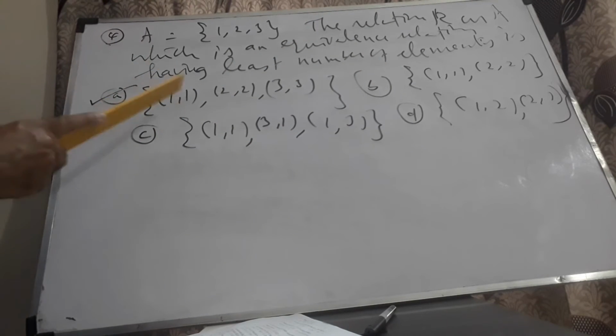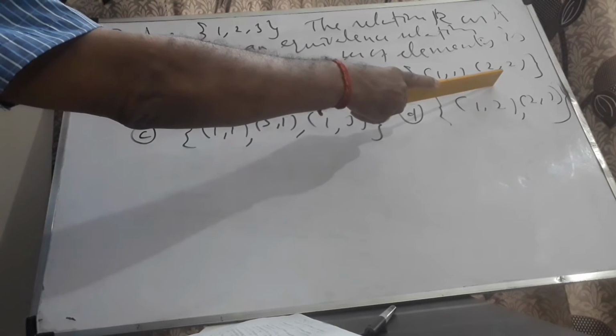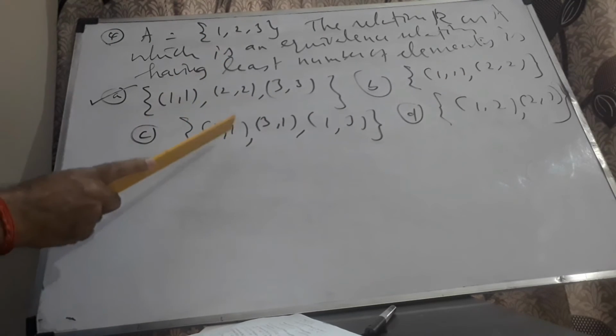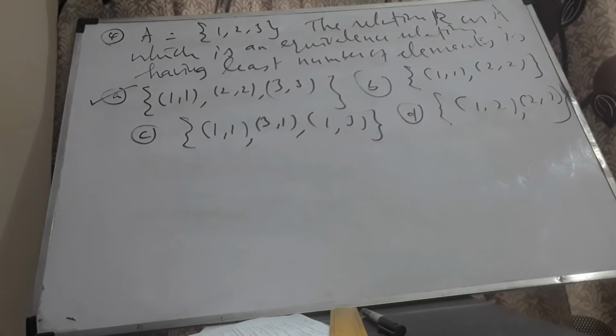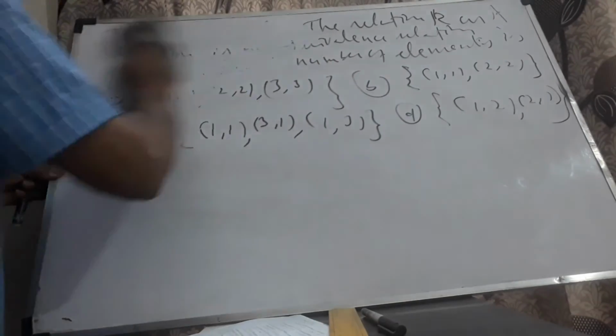To be symmetric, (1,1), (2,2), (3,3), all the three should be there. Here (3,3) is missing out. Here (2,2), (3,3) are missed out. But anyway, answer is A. Answer becomes A. Just see here. I think it's clear. I think you are able to follow strictly.